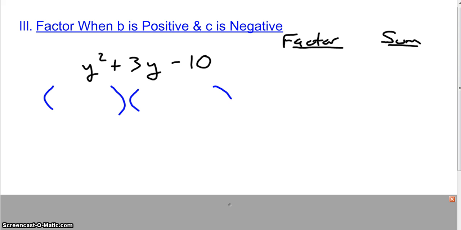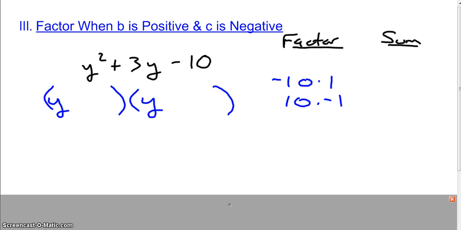So in this case, we still have our easy little first y squared. What will be true of the factors of -10? What must be true of the factors of -10? Could I have this? 10 times 1. Will that give me -10? No, one of them must be negative. It has to be this or this.